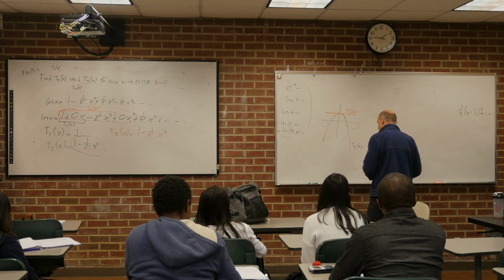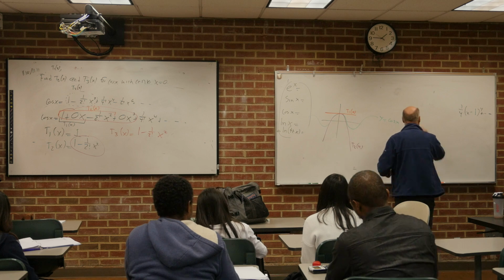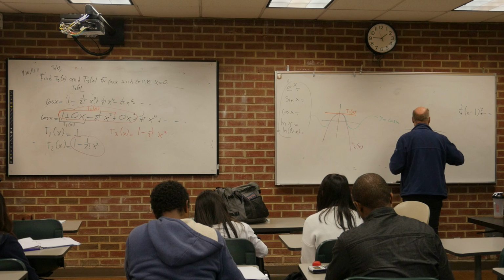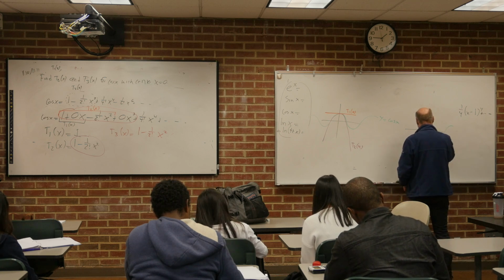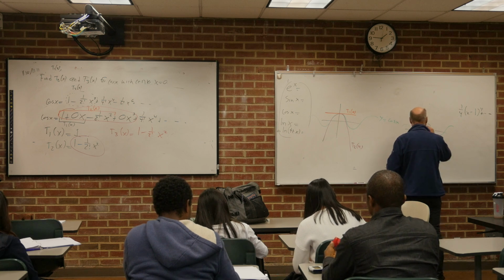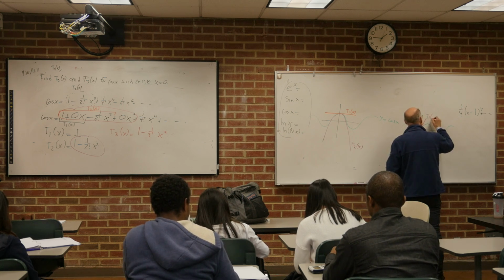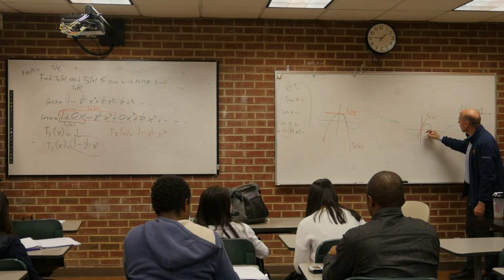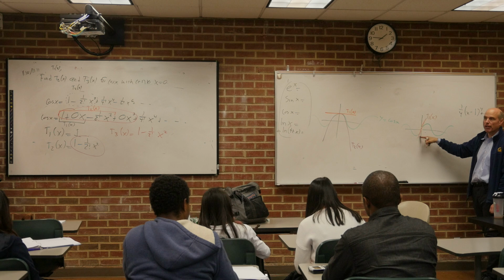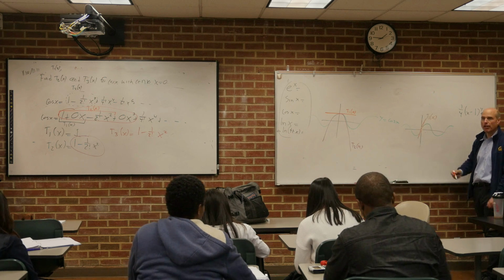And what about the sine graph? Remember, the sine graph looks like this. And T1 of x, at least if I'm close to 0, is a pretty good approximation for sine. Terrible for cosine, good for sine.